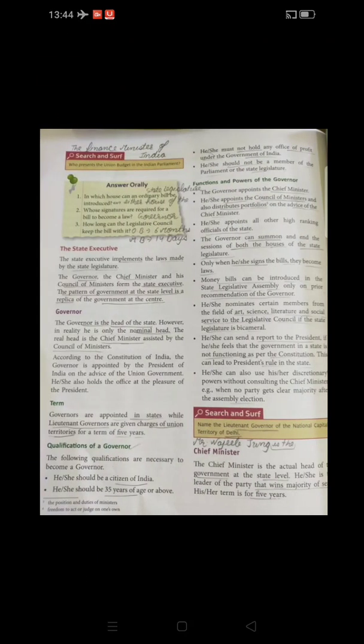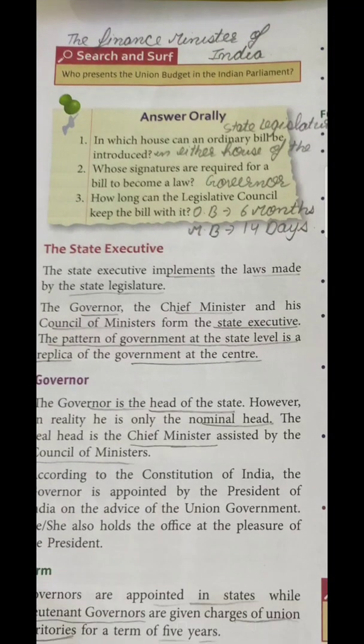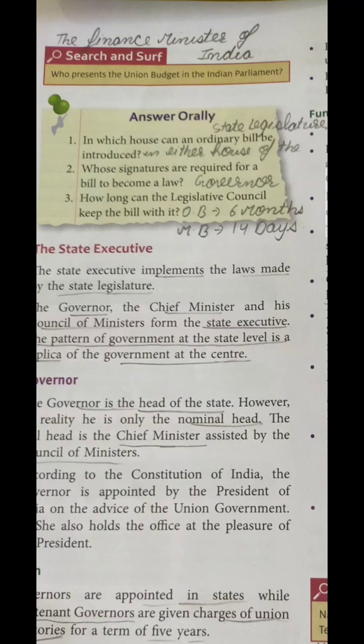So moving further, a search-on-surf option is given here, so you have to check it out once. Who presents the union budget in the Indian Parliament? Definitely the budget, the union budget, is directly related with the finance minister. So the finance minister of India presents the union budget in the Indian Parliament. So the questions are given here. Let us check them once.